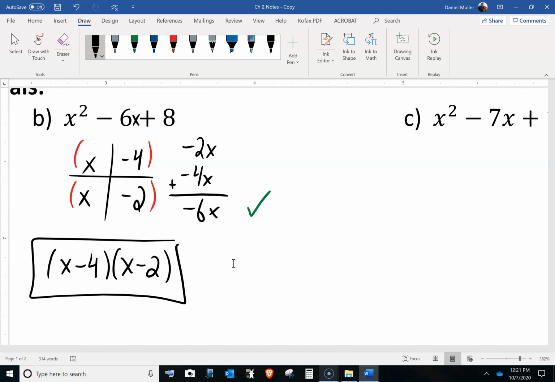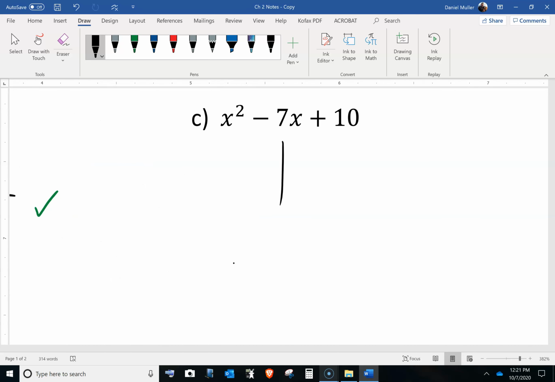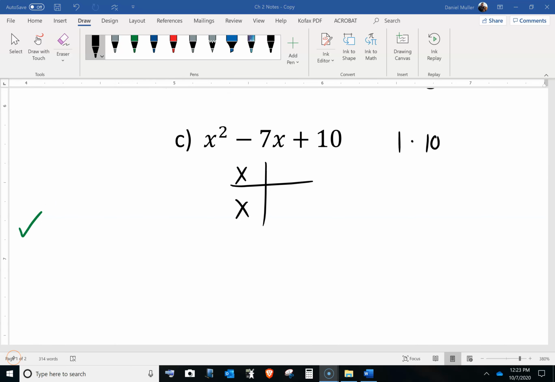Okay, the next one here. So I will go x, 5 and 2, or, it could be 10 and 1. Okay, let's try. So there's 1 times 10. Let's see, 1 times 10, 2 times 5. And so they both multiply to 10. But can I add or subtract those numbers to get negative 7? I can if I use 2 and 5 and make them both negative. Which would be nice because negative 2 times negative 5 is still going to equal positive 10. So negative 2 and negative 5.